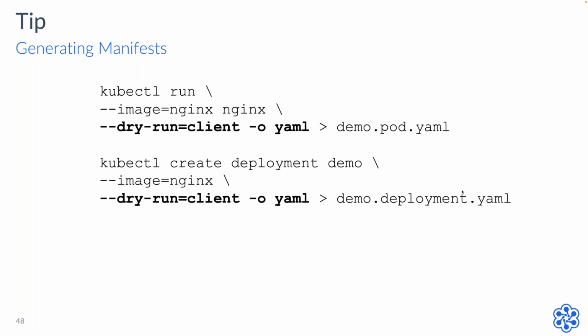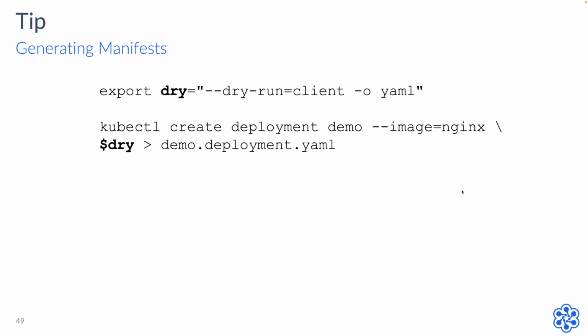Now, rather than having to always type out the dry run and output to YAML parameter set, you can export that section of the command to a variable. In the example here, I've exported it into the variable name dry. And then anytime that I need to leverage dry run, I can just quickly pull up that variable in my command. Again, this addresses the time pressures. So leveraging this tip will help you get through generating manifests quicker.